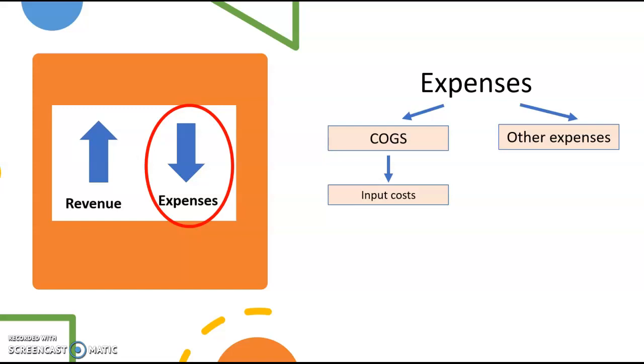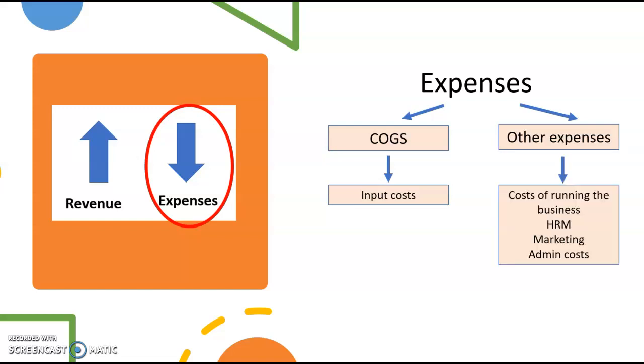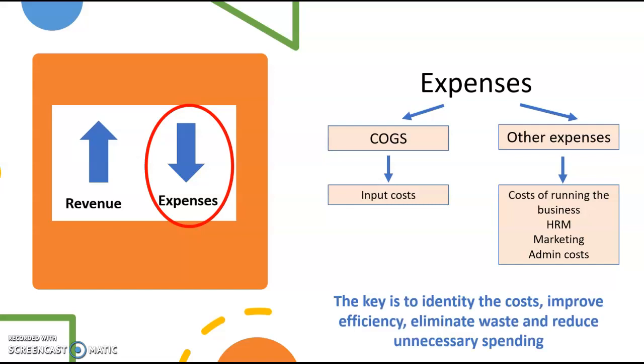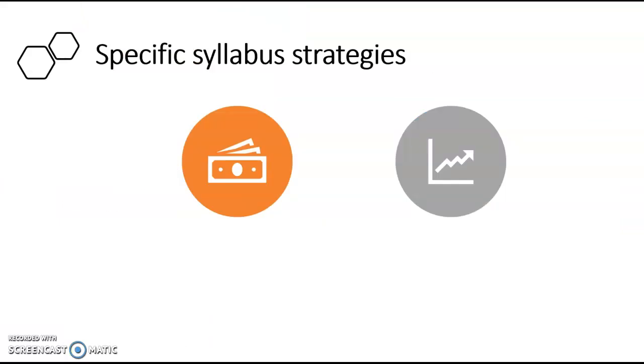Or alternatively, we might find that our other expenses are too high. So expenses related to running the business, whether they be our HRM costs or our marketing or our admin costs. The key here is to identify what costs we are incurring in the business, to improve our efficiency, eliminate waste, and reduce unnecessary spending. So how does all this translate into the syllabus strategies?